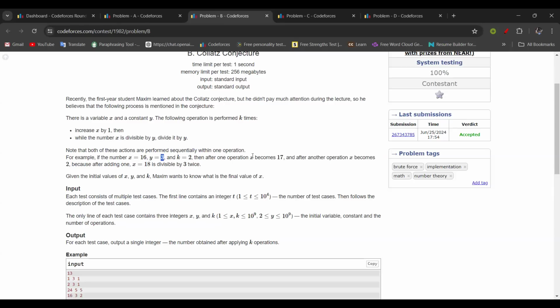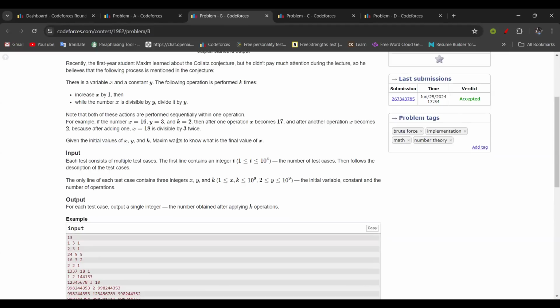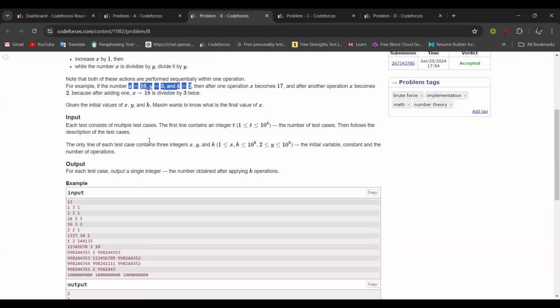Sorry, 18 divided by 3 gives 6. Then 6 is divisible by 3, and dividing by 3 we get 2. So we got 2 as the final value after two operations. With these values, our final answer would be 2. So this is what we have to perform.